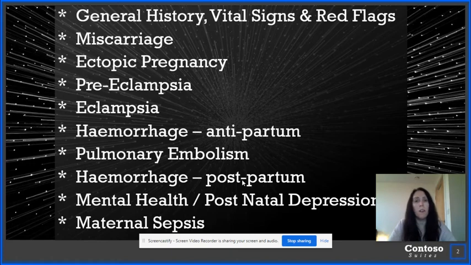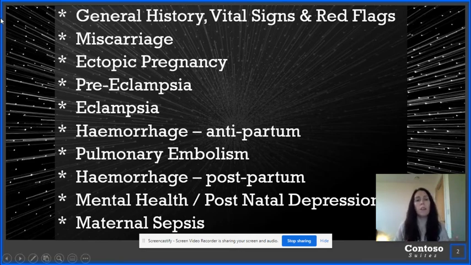There's no homework that comes with this. We're talking about all the conditions within the lecture, because we're not necessarily going to go over the vital signs and the history again. We're going to be looking at specific conditions. So miscarriage, ectopic pregnancy, preeclampsia and eclampsia, hemorrhage, that's first of all the antepartum, pulmonary embolism, then postpartum hemorrhage, mental health, postnatal depression, and maternal sepsis.